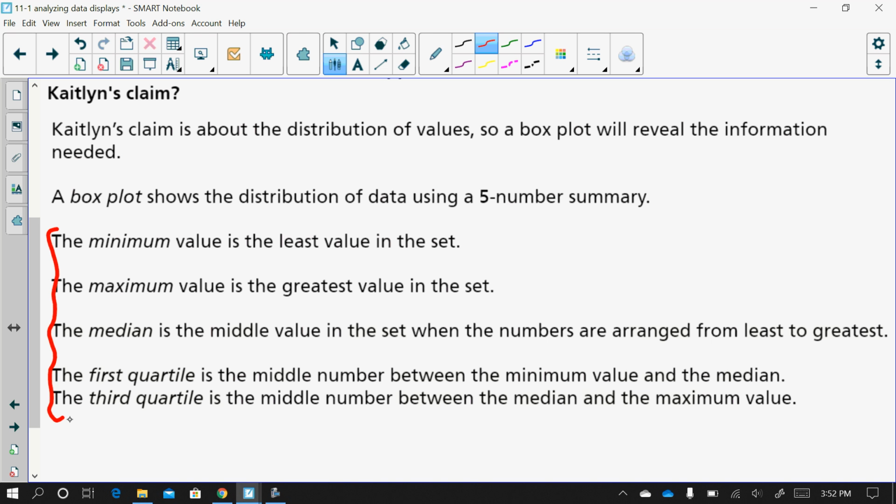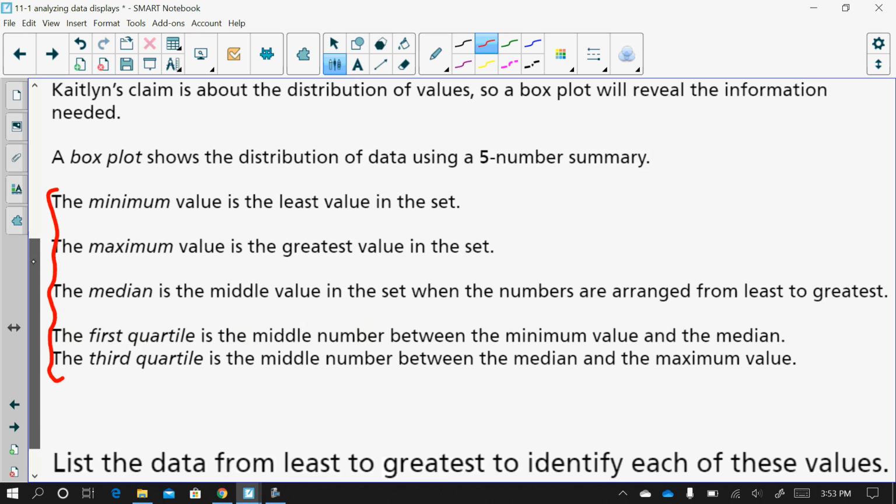Maximum is the biggest value. The median is the middle value in the set when the numbers are arranged from least to greatest. First quartile is the middle number between the minimum and the median, and the third quartile is the middle number between the median and the maximum. So let's go ahead and do this.